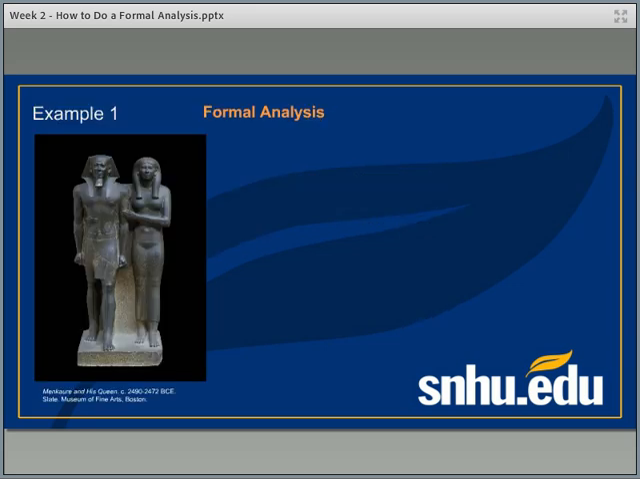So I want to look at some examples, one that will be familiar to those of you in 201, and then another that will be familiar to those of you in 202, but the concepts are quite similar. So if we do a formal analysis with our first work of art here, we ask ourselves our two main questions: what details do we see, and what effects do those details have on us as a viewer?